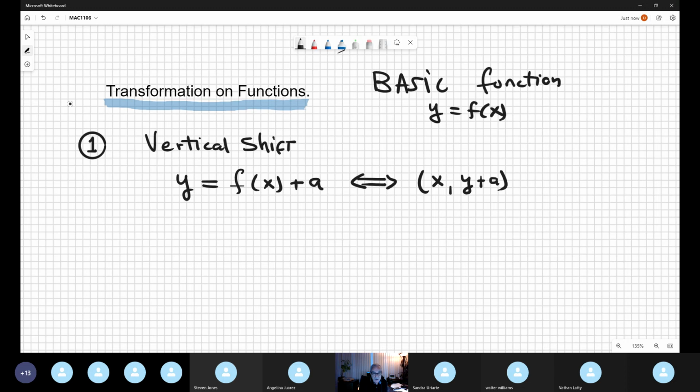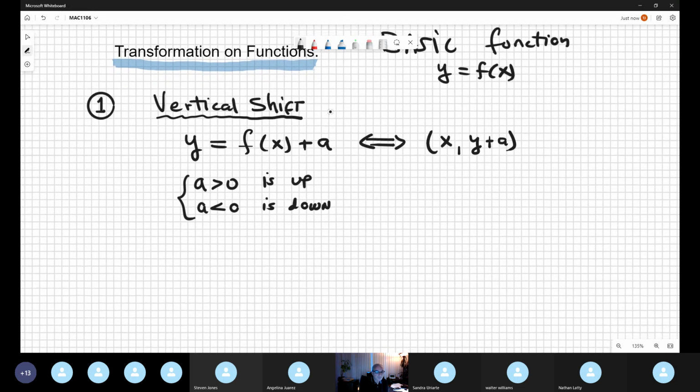And depending on the sign, no? See, if a is positive, you move upward. So positive is upward. If a is negative, it's down. Make sense? This is the idea behind vertical shift. So you affect basically the y component and the x component stays the same. Therefore, the graph is moving upward or downward, depending if a is positive or negative. Do you follow me? Yes or no? Yes. Yeah. I promise you will see examples.